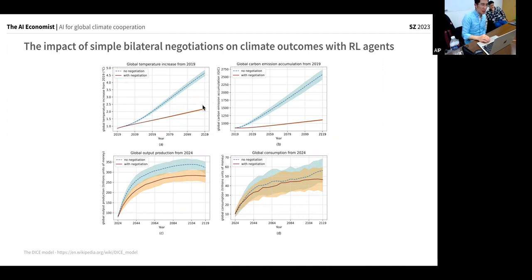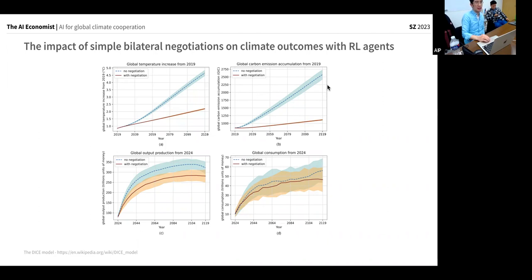But then you see that once you turn on this bilateral negotiation, and these agents can start to talk to each other and agree with each other on certain mitigation rates and so on, the world actually only becomes about 2 degrees centigrade warmer. That's pretty good, a 50% reduction, okay? If you look at the global carbon emissions, you can see a similar picture, right? One of the main reasons the world doesn't get as warm is because the amount of CO2 that is emitted is substantially lower when you have negotiations, right? And the other plots tell you a similar story.